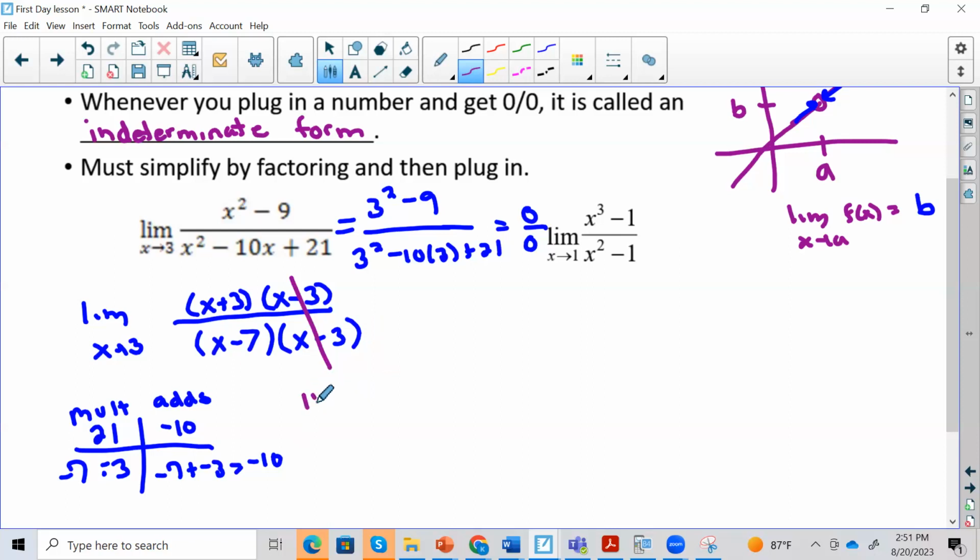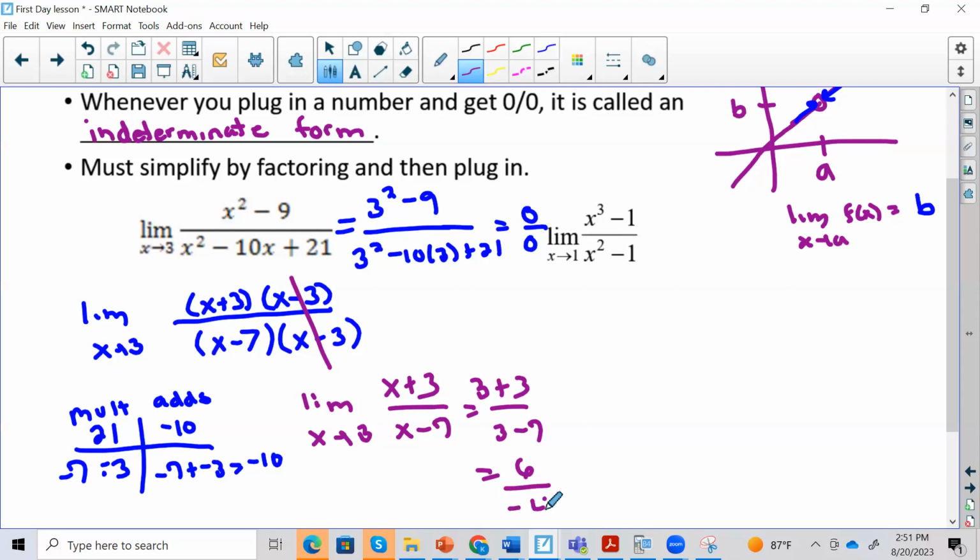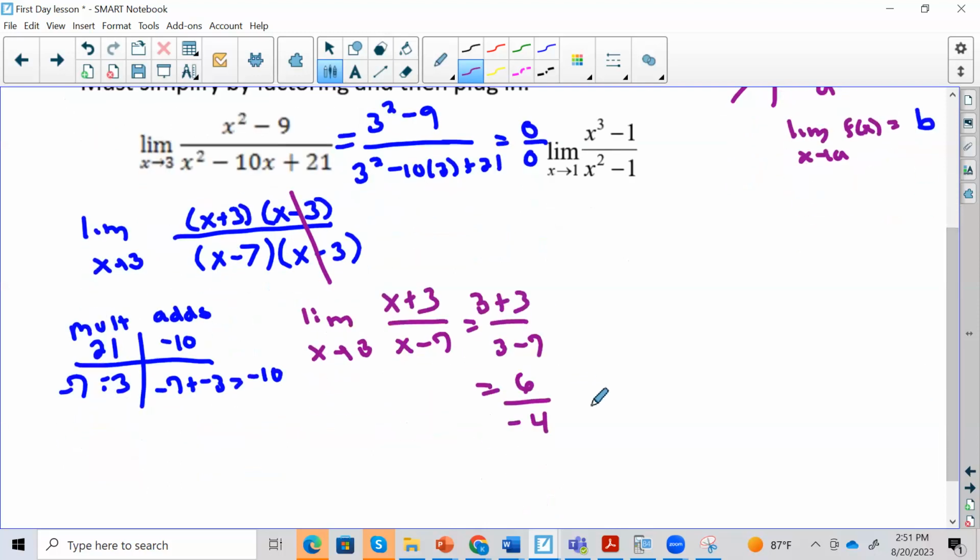And now I'm going to write again the limit with the simplified expression. And now I can substitute in my x value, and I will no longer get 0 over 0. I will get a value. So 3 plus 3 is 6. 3 minus 7 is -4. 6 over -4 simplifies to 3 over -2. And so that's what this value of the limit is, -1.5 or -3 over 2.